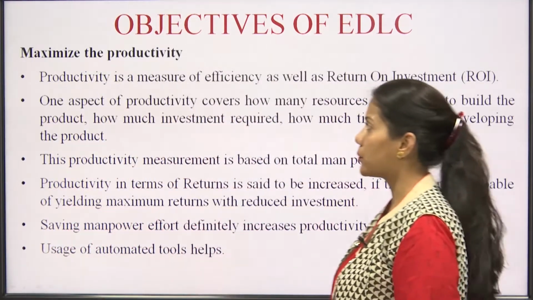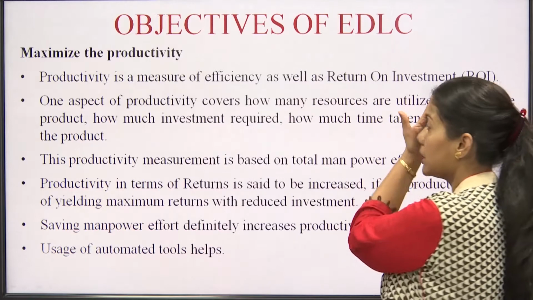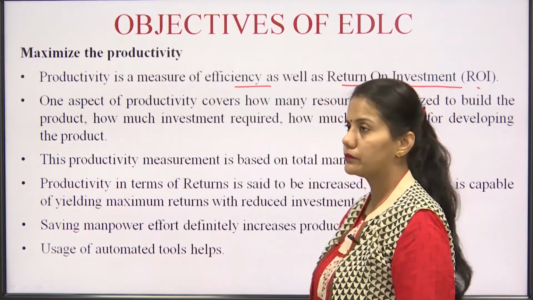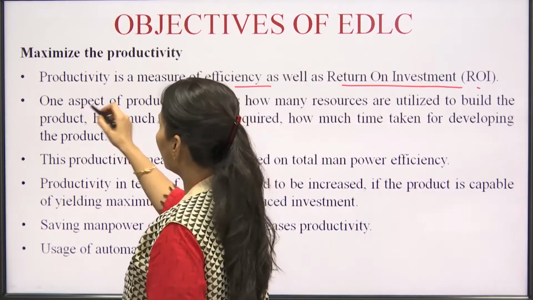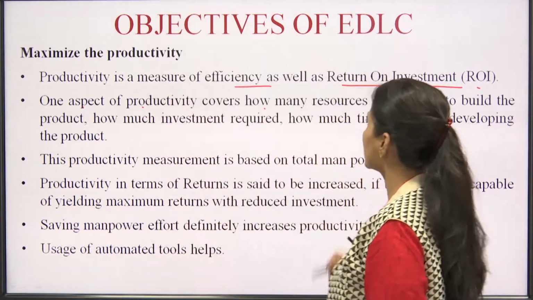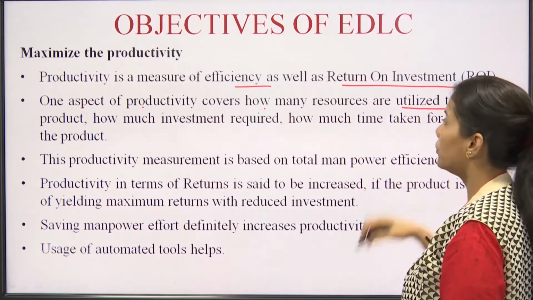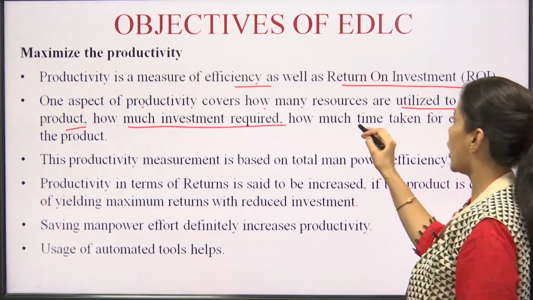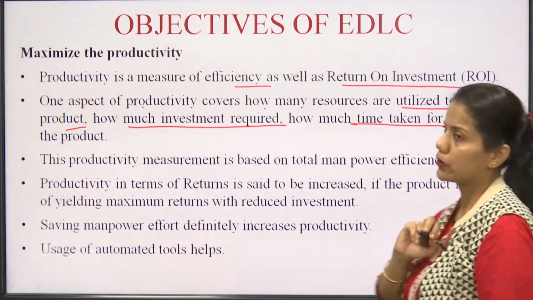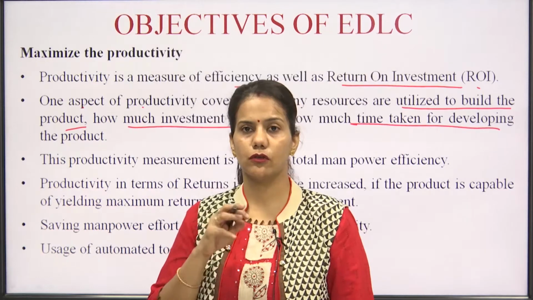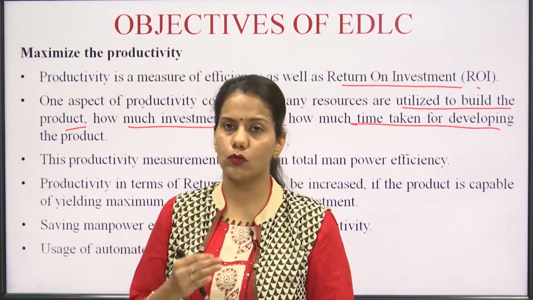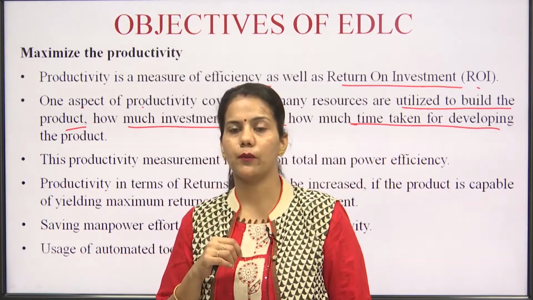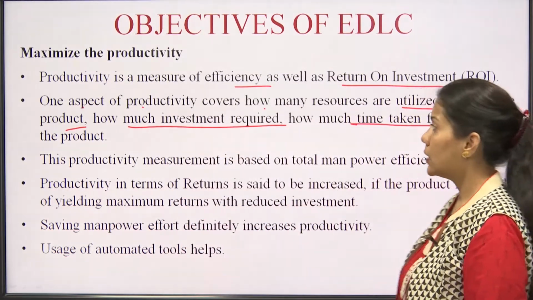Next is to maximize the productivity. Productivity is a measure of efficiency as well as the return on investment, that is the ROI. One aspect of productivity covers how many resources are utilized to build the product, how much investment is required, and how much time is taken for developing the product. These are certain aspects which have to be taken into account while calculating the productivity of the embedded product that we are developing.